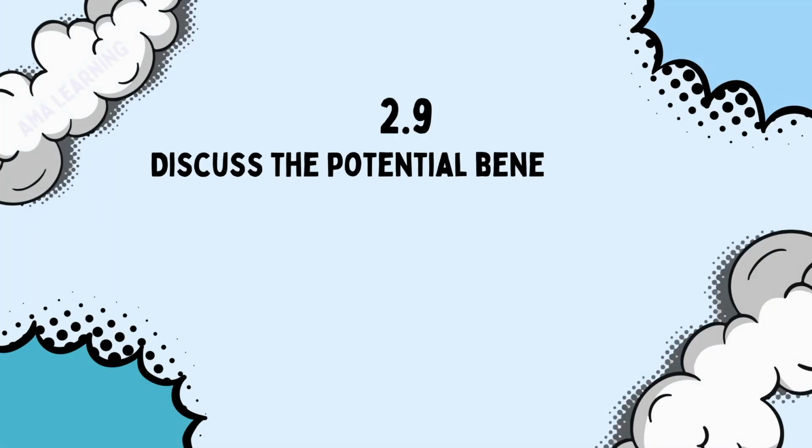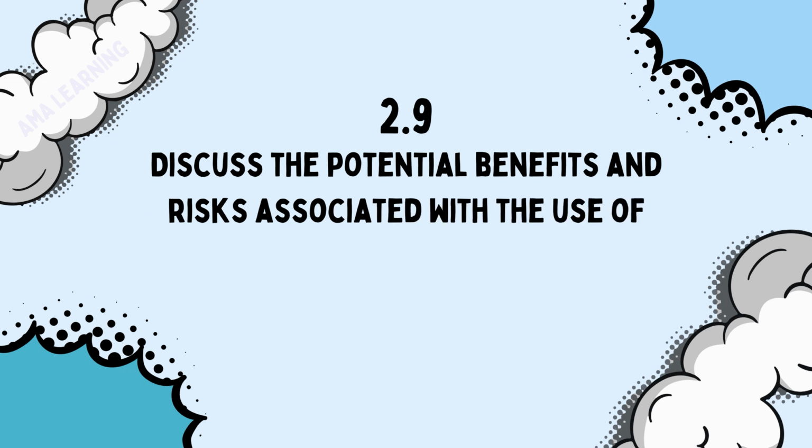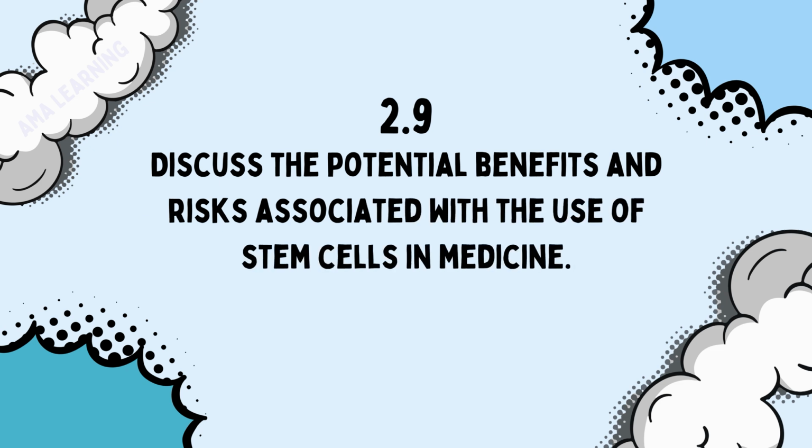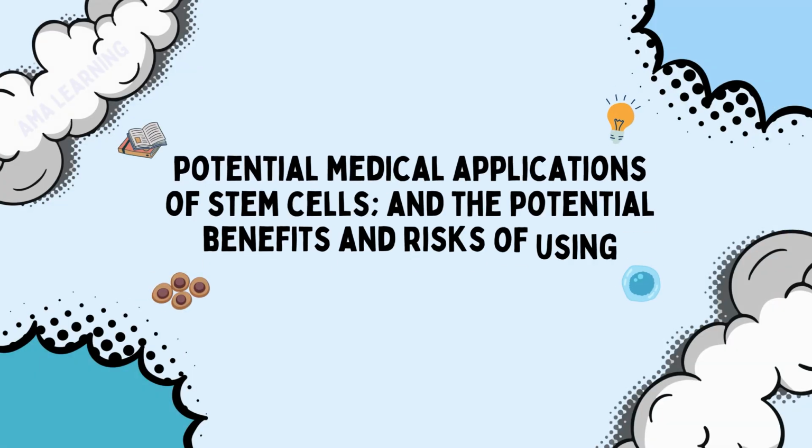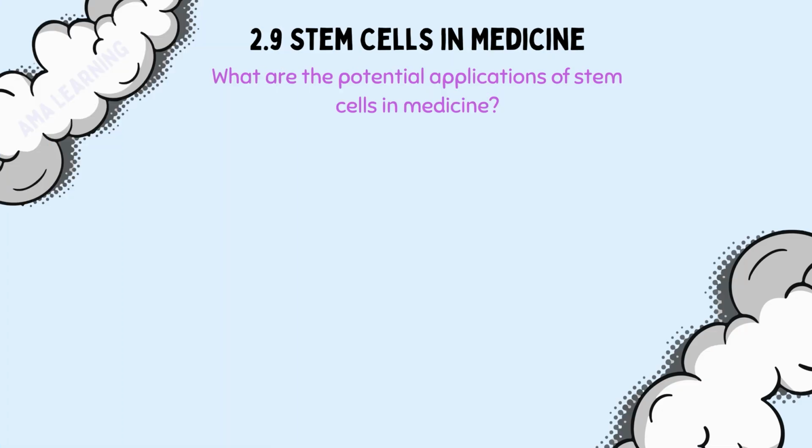Specification point 2.9. Discuss the potential benefits and risks associated with the use of stem cells in medicine. To successfully answer any GCSE questions linked to this specification point, you will need to know the potential medical applications of stem cells and the potential benefits and risks of using stem cells.